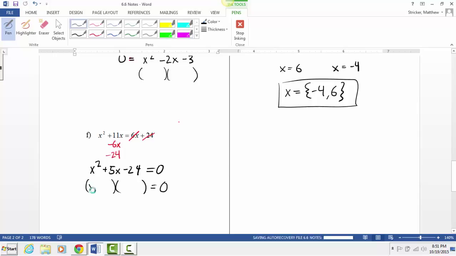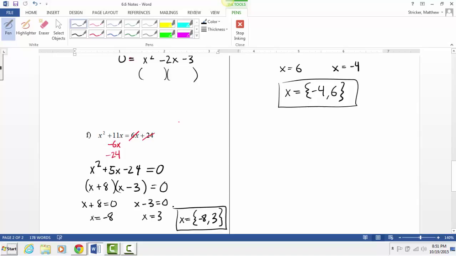3 times 8 is 24, so if I do x plus 8 and x minus 3, 8 times negative 3 is negative 24, and 8 minus 3 is 5. Then x plus 8 has to equal 0, and x minus 3 has to equal 0. Subtract 8 over, I get x equals negative 8. Add 3 over, I get x equals 3. So my answer is negative 8, 3. And this is section 6.6.